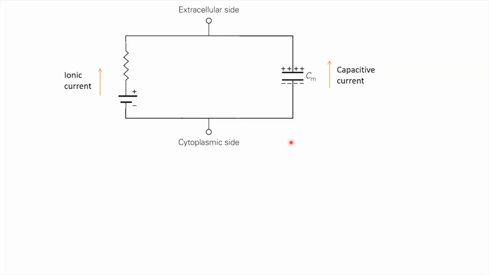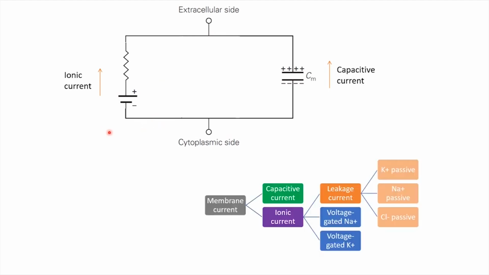The current through the membrane can be divided into various subcategories. Broadly, we have the capacitive current, which is the current that charges the lipid bilayer or charges the membrane. And this current comes into play when the membrane potential is changing. If the membrane potential remains fixed at a particular value, then the capacitive current will be zero. The ionic current is the current that flows through the ion channels.